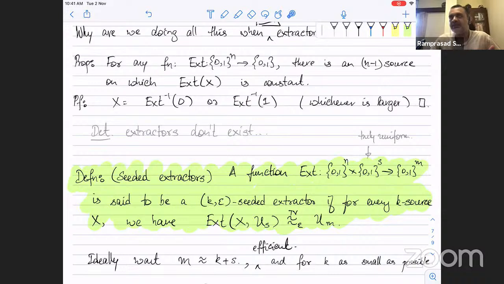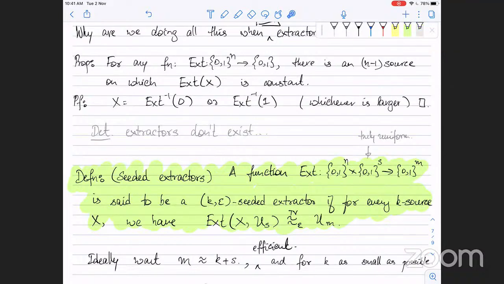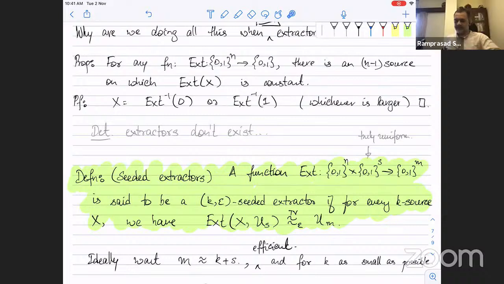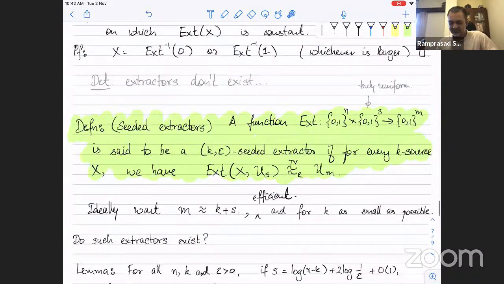But k, maybe it's like root n or n to the 1/100 or something like that. So this is what seeded extractors are, and this is what we would want in an ideal situation. Anytime we come up with a definition of this sort, it should immediately make you think: do such extractors exist?